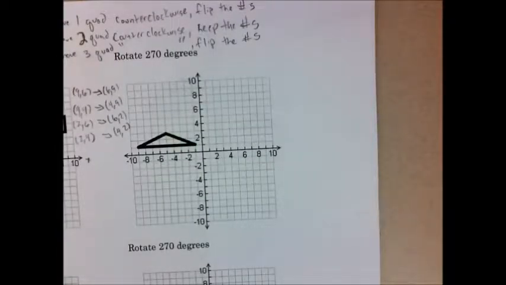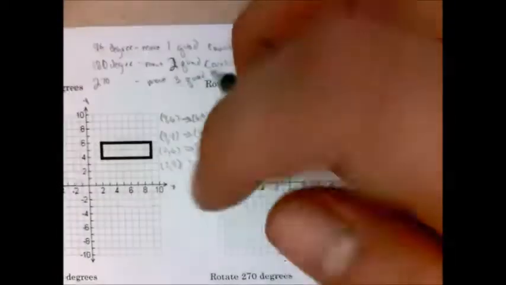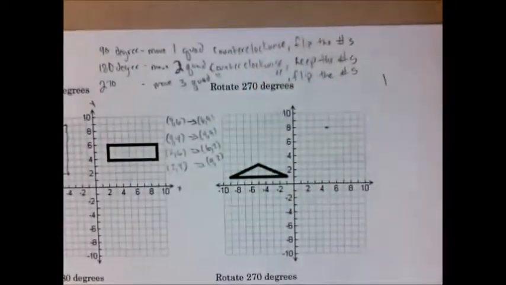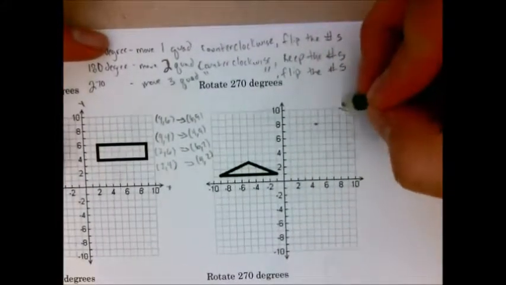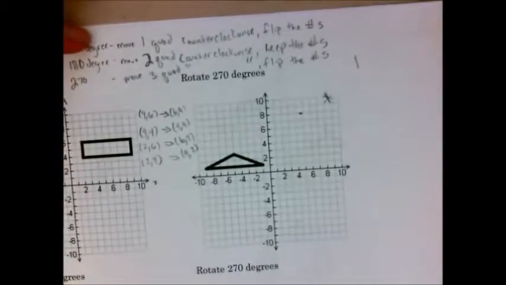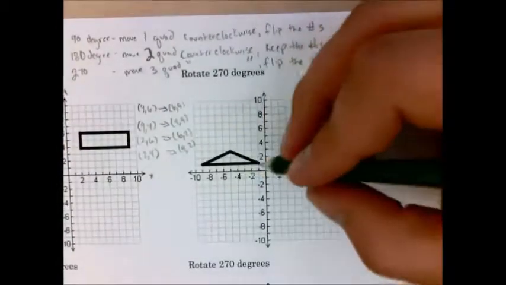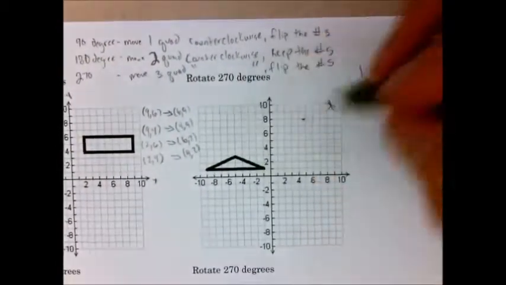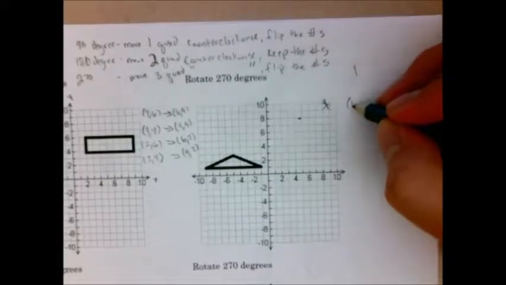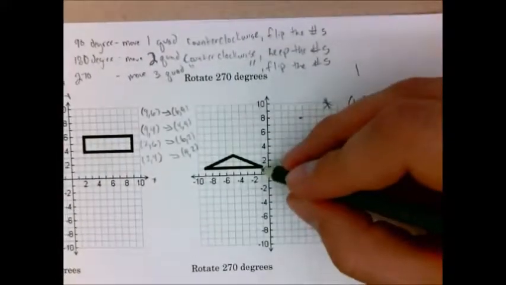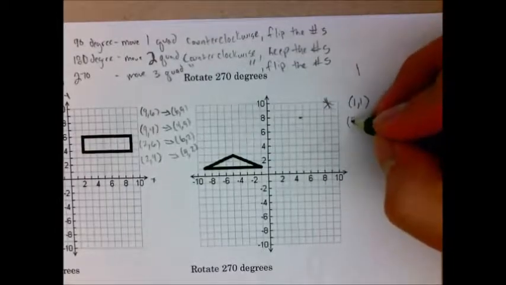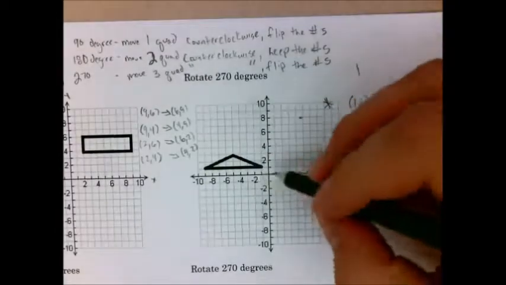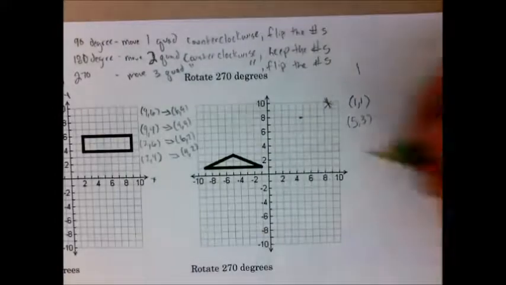This next one is a 270-degree rotation. That means we're moving three quadrants counterclockwise, and we're flipping the numbers. So we're moving 1, 2, 3. That's going to be this part right here. Remember, we're going to pretend that all these numbers are positive just for rotations. This point's at 1, 1. This point is at 5, 3. And this point is at 9, 1.